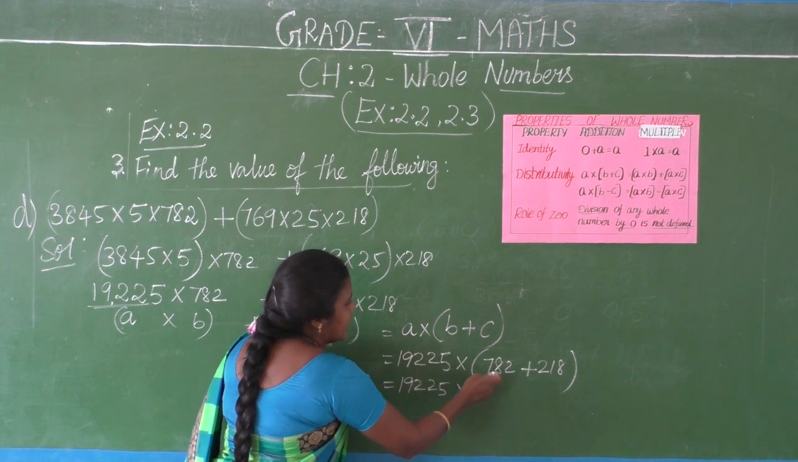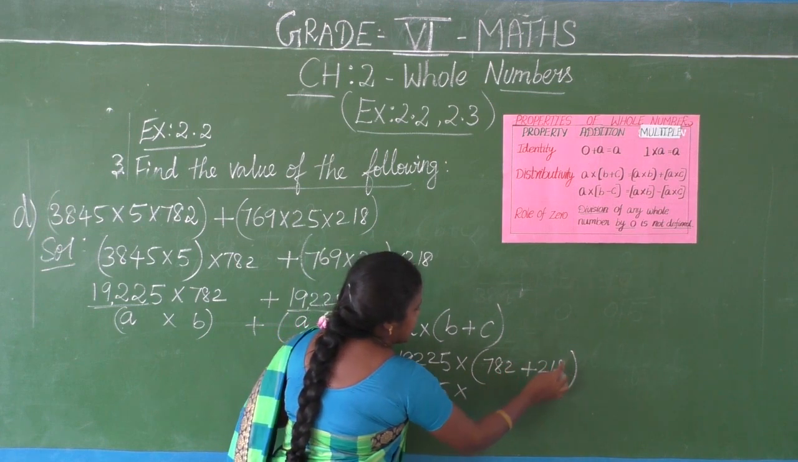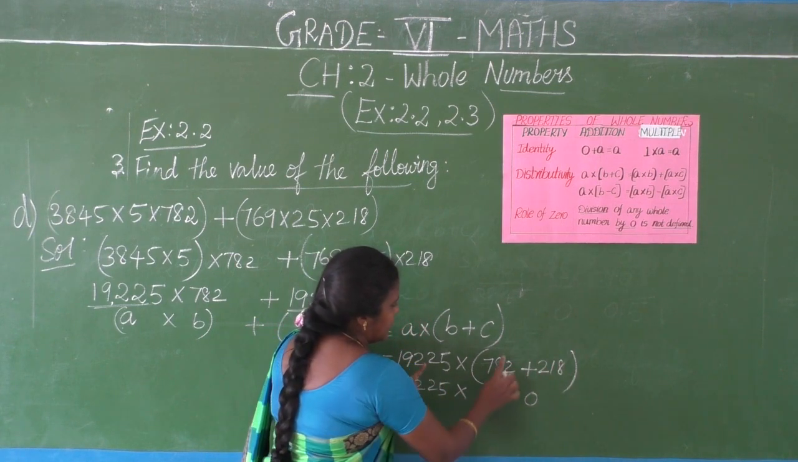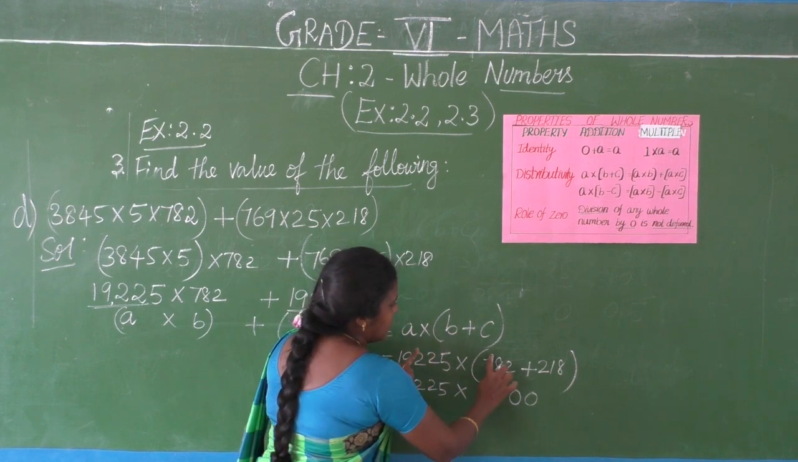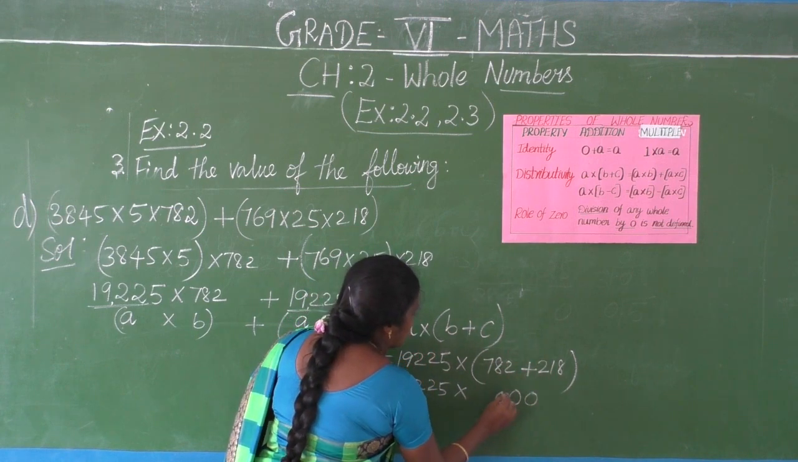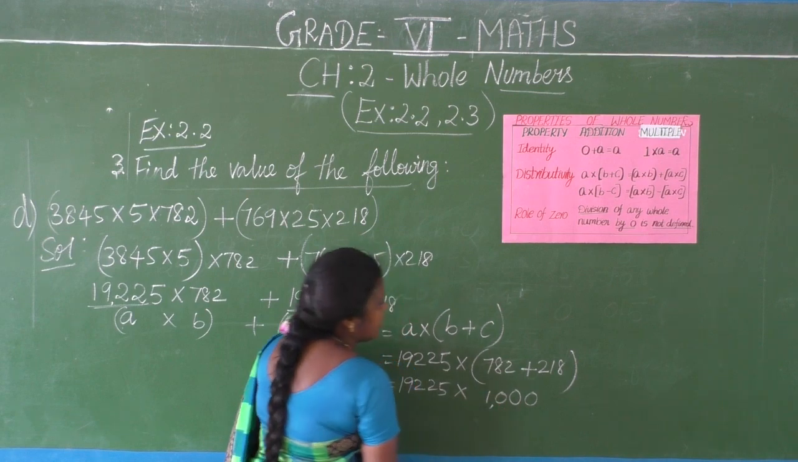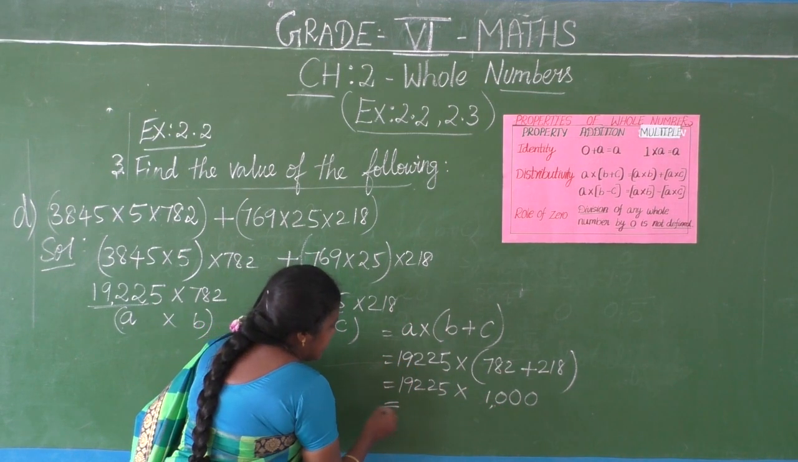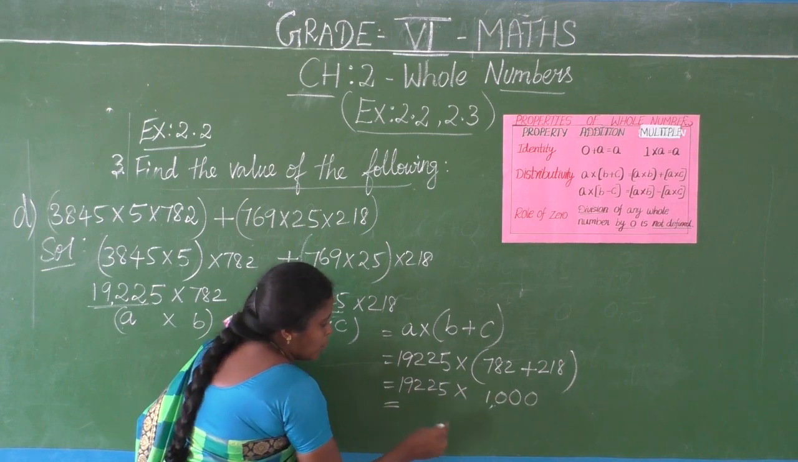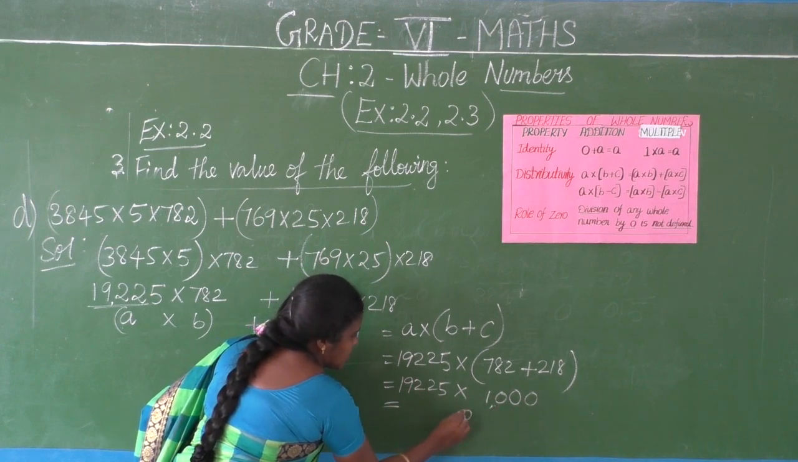19,225 into, add both numbers: 2 plus 8, 10, remainder 1; 8 plus 1, 9; 9 plus 1, 10, remainder 1; 7 plus 2, 9; 9 plus 1, 10. Clear? Now this into this you have to multiply. So 0 into anything, 0 only. So totally 3 zeros are there.